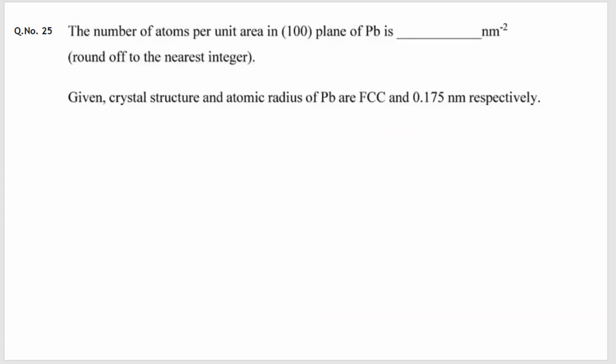Okay, so the next question is the number of atoms per unit area in one 0 0 plane of Pb is. Okay, here the crystal structure of Pb is FCC, right? Let us draw FCC first.